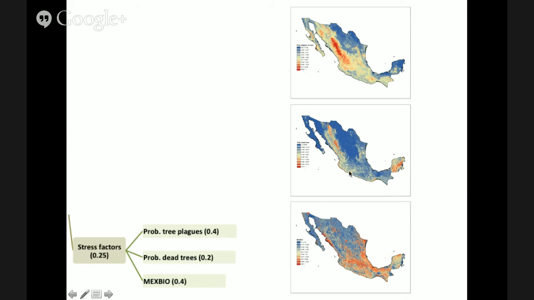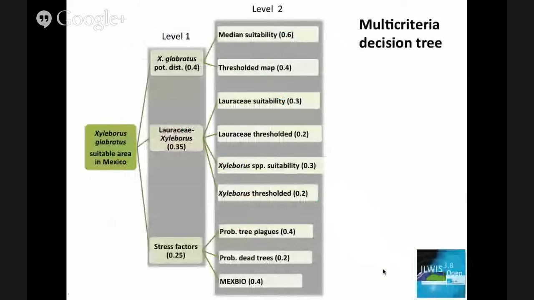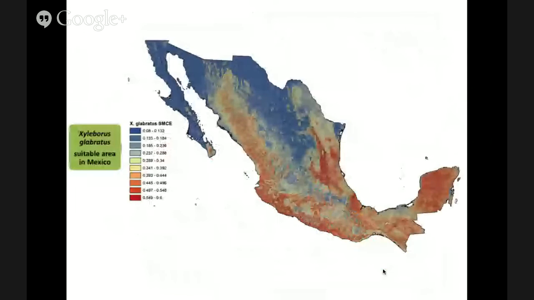The middle panel corresponds to dead trees, and the lower panel is that variable that corresponds to infrastructure and fragmentation in ecosystems in Mexico in general. It's a very complex index, but I'm just simplifying it, as I said here. So if we combine all these using this decision tree, we get this prediction for Xyloborus glabratus in Mexico.